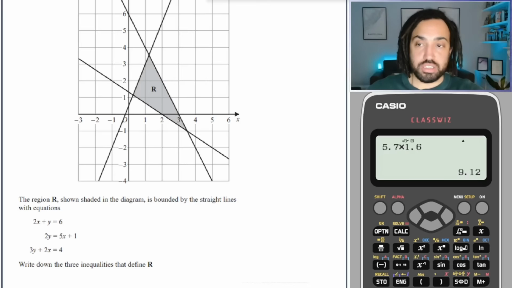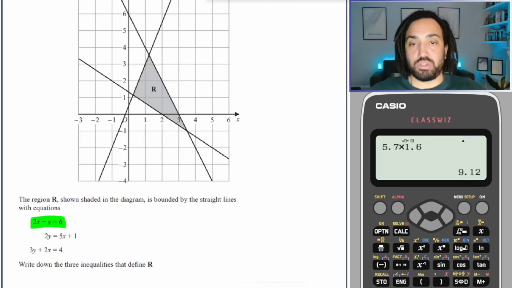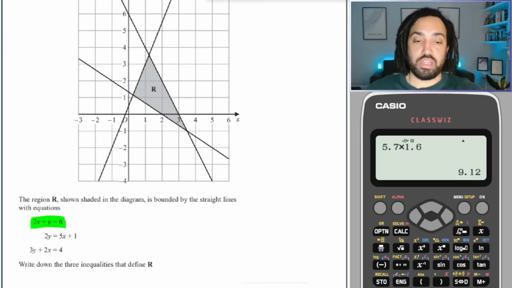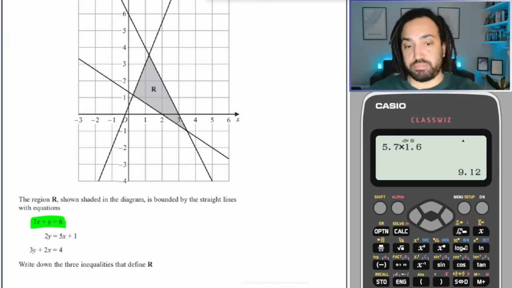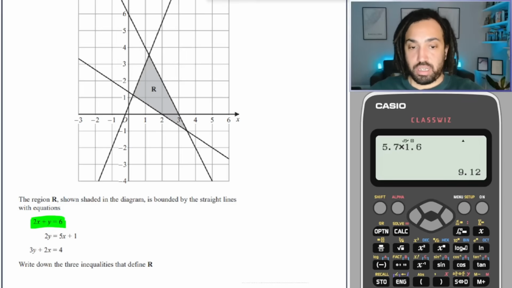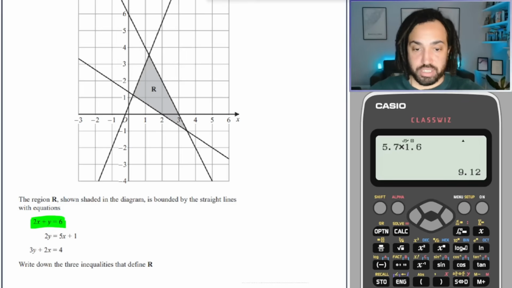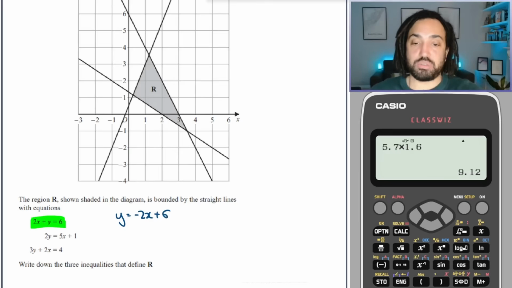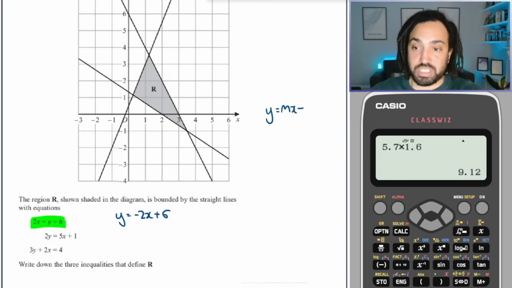So I'm going to start with the first line, and I need to identify which one it is on the graph. If I rearrange it so that it's y equals, I get y equals minus 2x from both sides. So I get it in this form, y is equal to minus 2x plus 6, which is great because it's in the form y equals mx plus c, so I can see what the y-intercept is, and that y-intercept is 6.